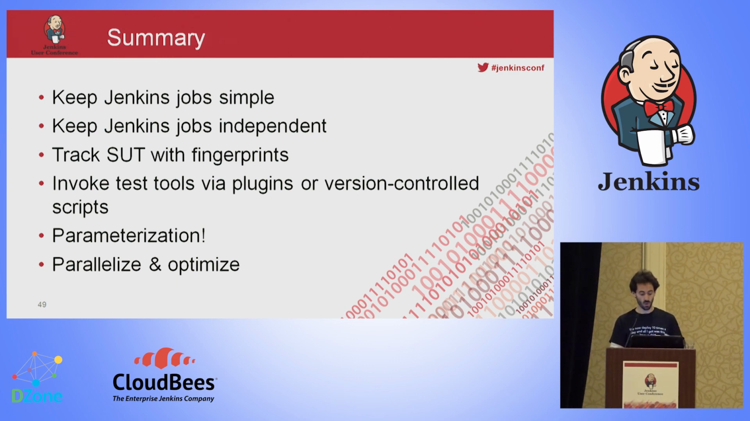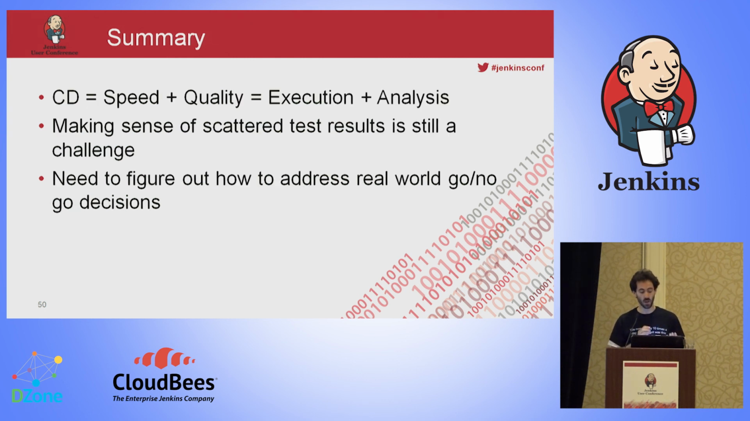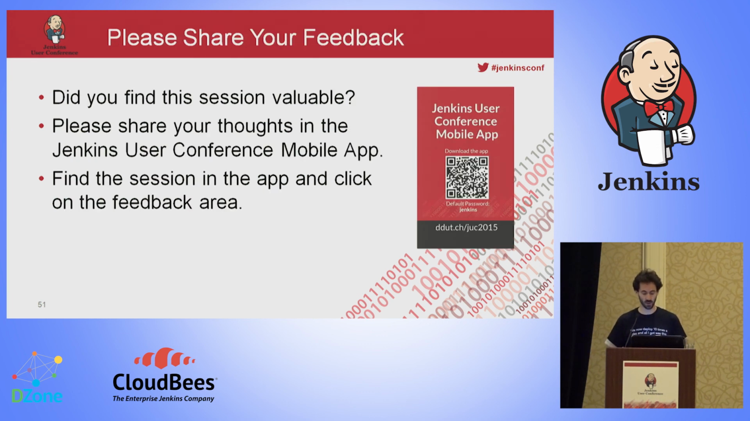Parameterize all your test invocations so you can do some of this labeling, or so you can run a subset. You can say run only the tests for this team, for instance. Parallelize, optimize. Remember, CD is not just speed and execution, it's also quality and analysis. Still a tough challenge making sense of the results, but we need to do this in order to figure out how to address real-world go, no-go decisions. That's that last bullet point.